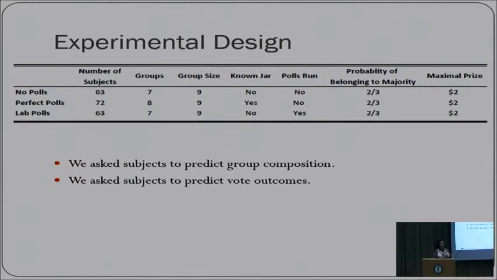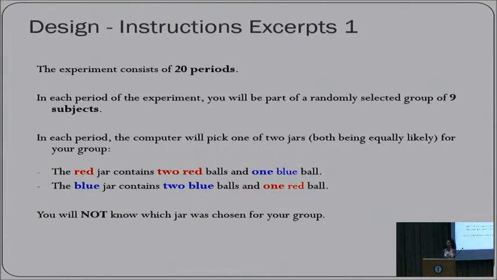Now, in addition, we also asked subjects to predict the group composition, how many preferred blue and how many preferred red, and we asked subjects also to predict the vote outcomes. So how many will vote for red and how many will vote for blue. All the sessions were run at the California Social Science Experimental Lab at UCLA, may it rest in peace, and with 198 subjects.